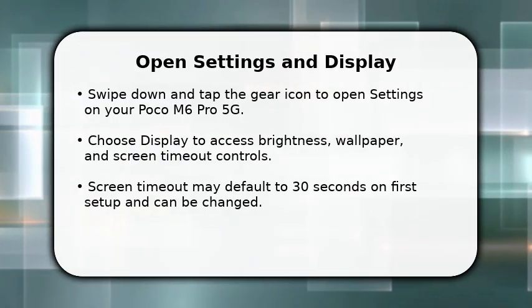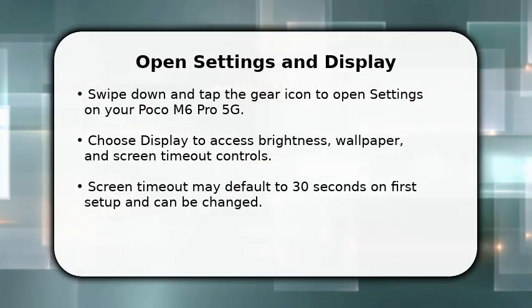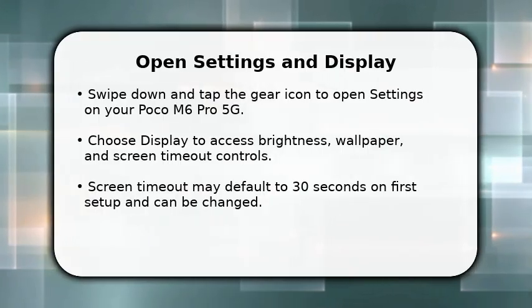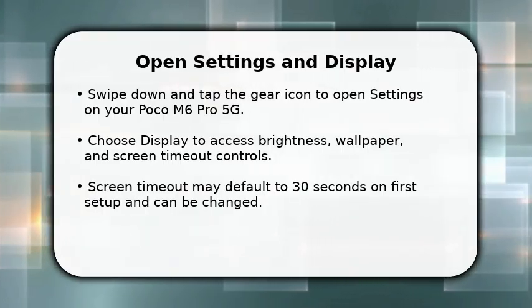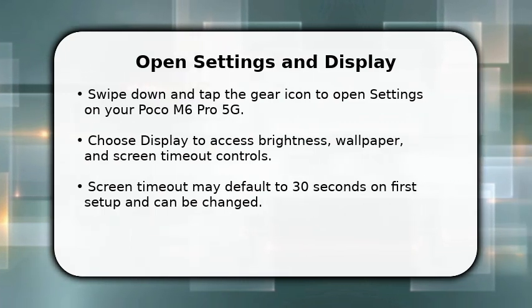Scroll down within Settings until you find Display listed among options for sound and battery. Tap Display to open Brightness, Wallpaper, and Screen Timeout controls. Screen Timeout may default to 30 seconds on first setup and can be changed easily.